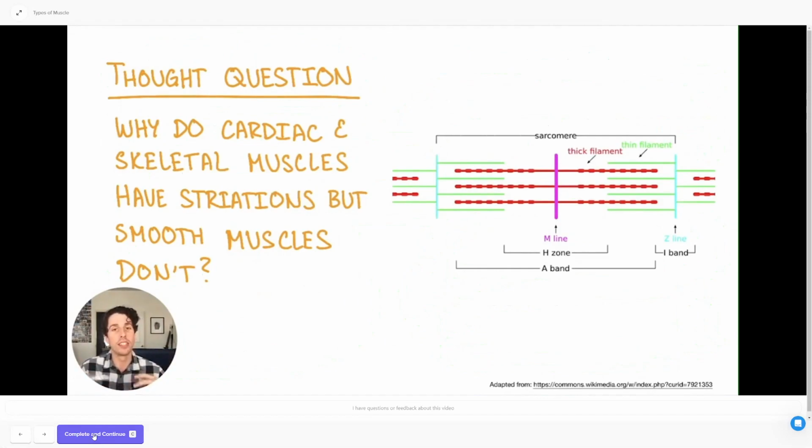And so smooth muscles will not contain any sarcomeres, but the cardiac muscle cells and the skeletal muscle cells will have these sarcomeres in them to give them that striated appearance. And so that is why cardiac and skeletal muscle cells have striations, but smooth muscle cells don't. So that's kind of a fun little thought.